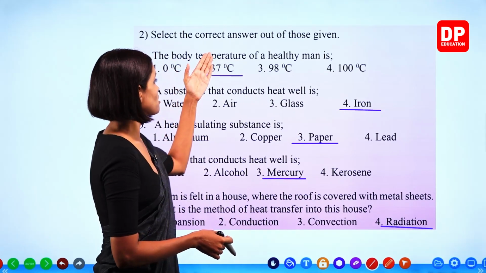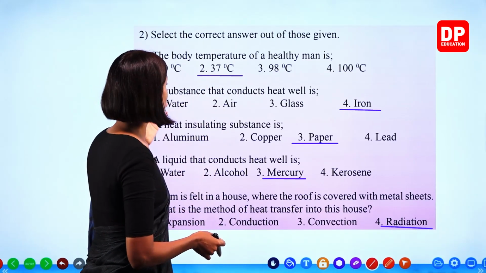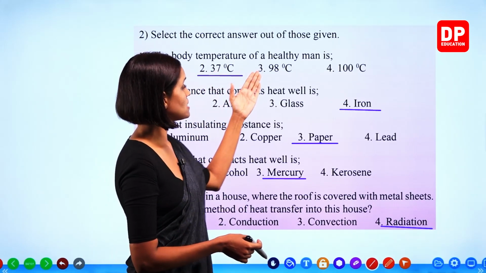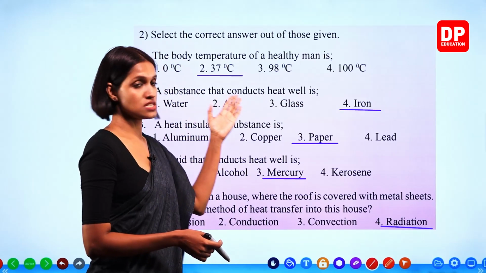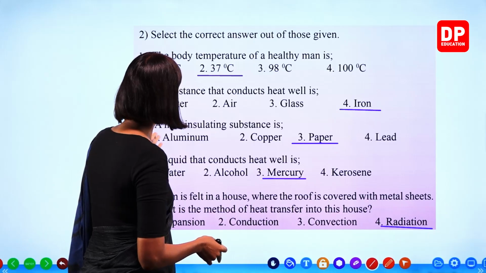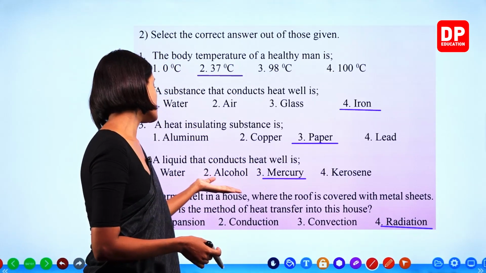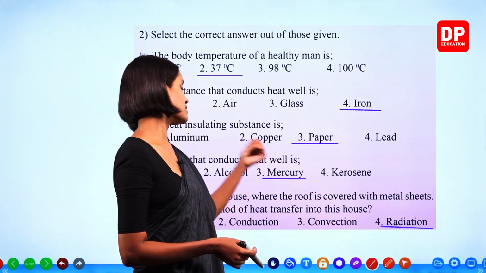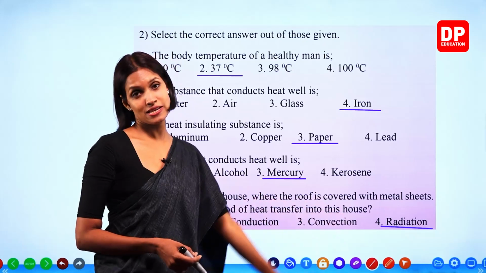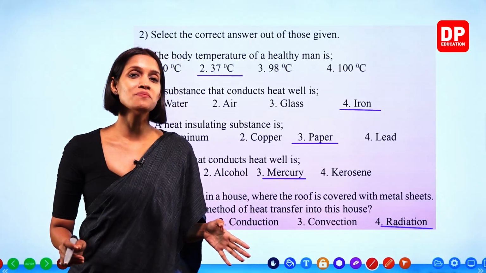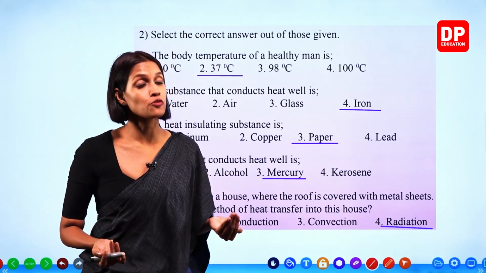The body temperature of a healthy man is 37 degrees Celsius. The substance that conducts heat well is iron. A heat insulating substance is paper. A liquid that conducts heat well is mercury. Warmth is felt in a house where the roof is covered with metal sheets. What's the method of heat transfer into this house? Radiation. Right? So we have completed the exercise given in the textbook. We are going to do some extra questions too.